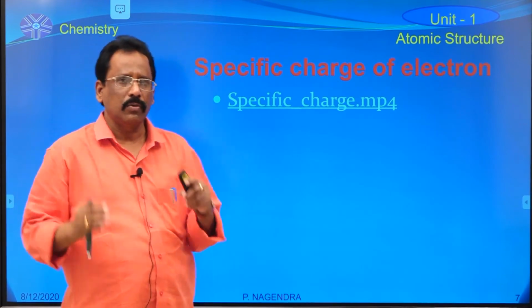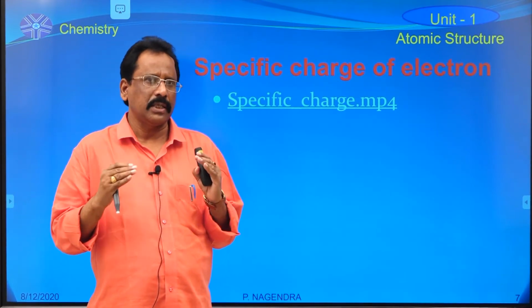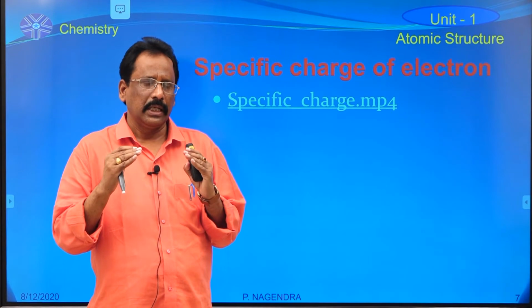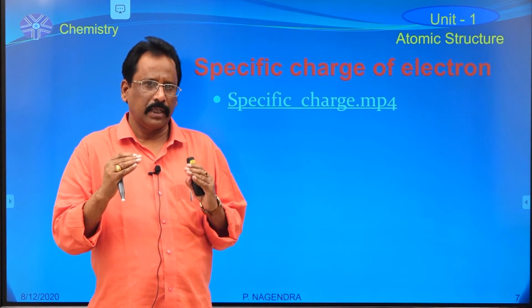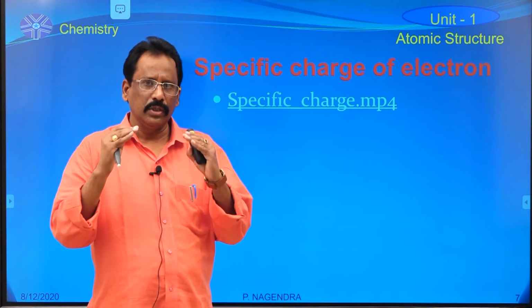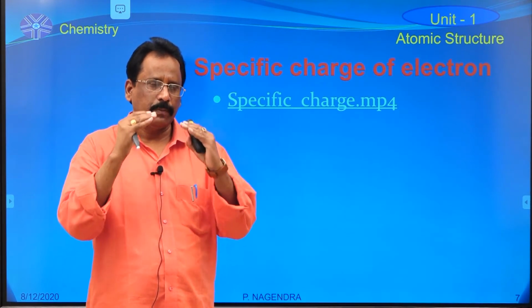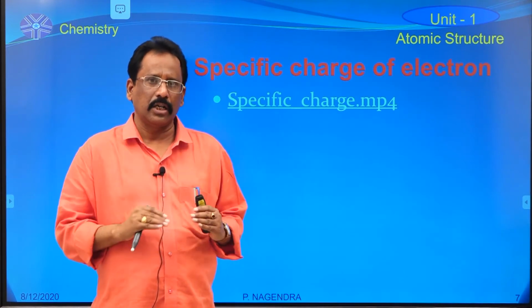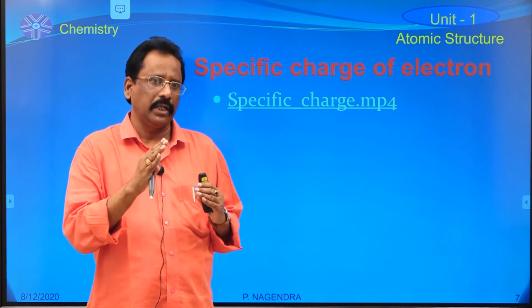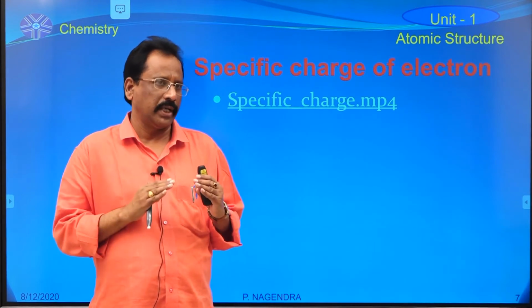Thomson. So up to now, J.J. Thomson determined the fundamental particle like electron by using discharge tube experiment. He calculated the specific charge of the electron also. Very important point, you should remember this point.